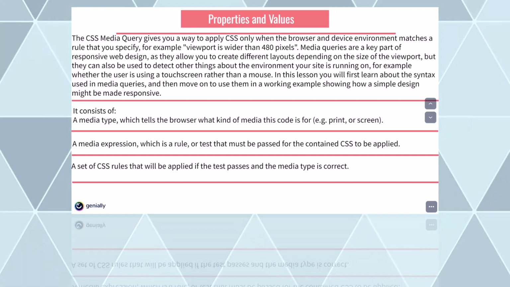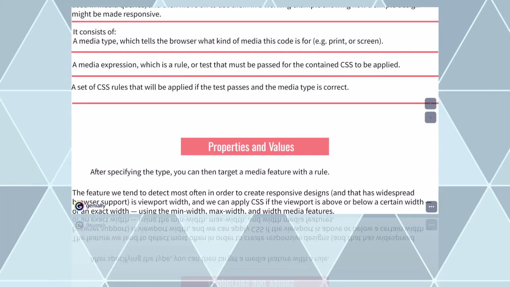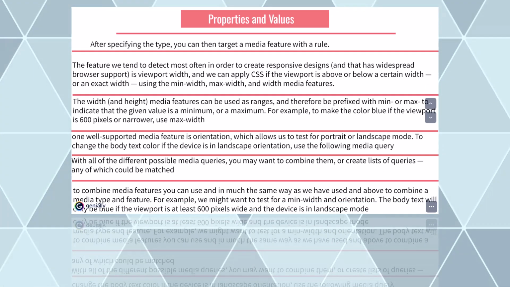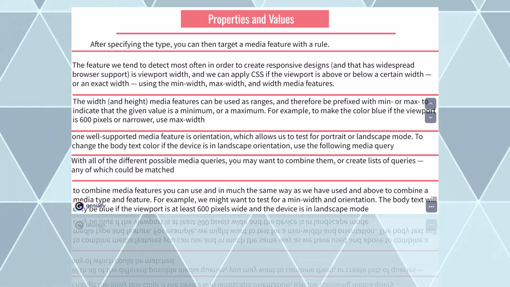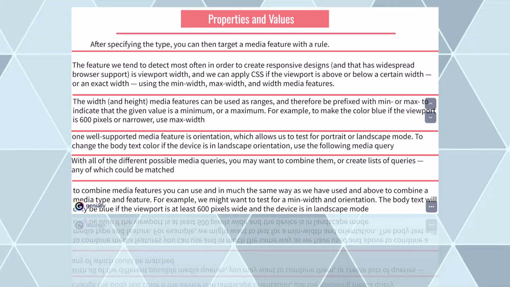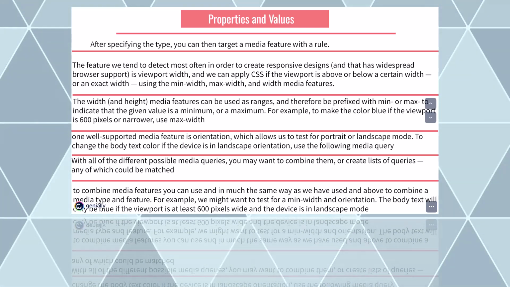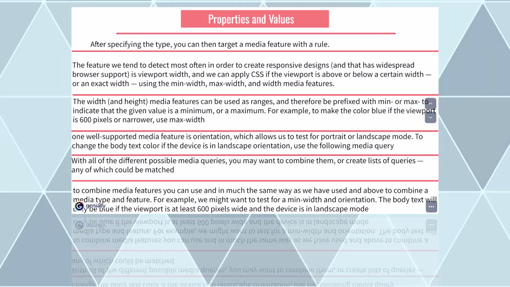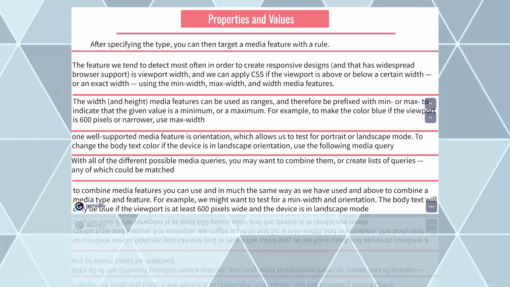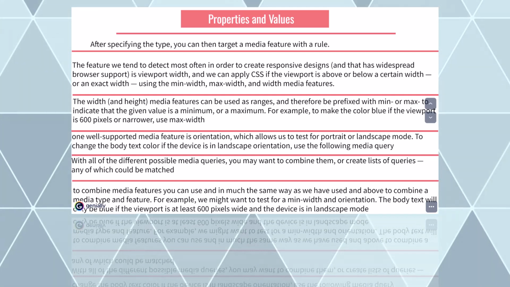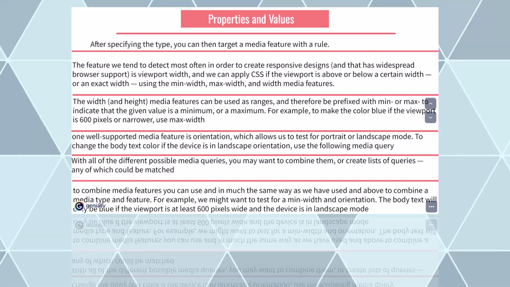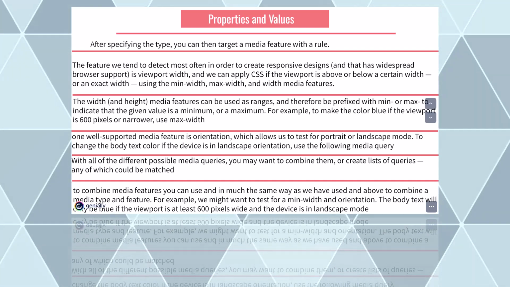So after specifying the type, you can then target a media feature with a rule. The feature we tend to detect most often in order to create a responsive design, and that has widespread browser support, is viewport width. And we can apply CSS if the viewport is above or below a certain width, or an exact width, using min-width and max-width. We already learned about those properties, remember?